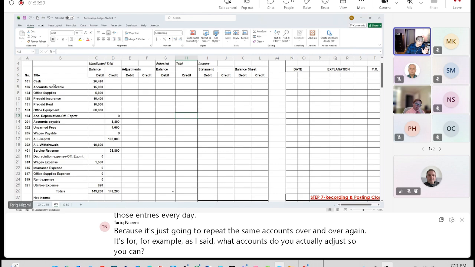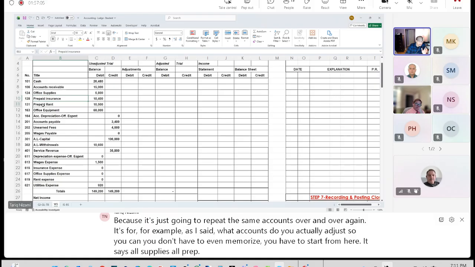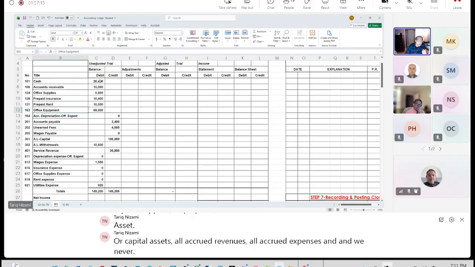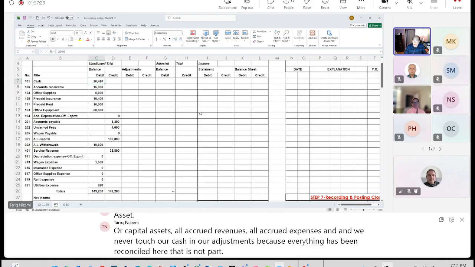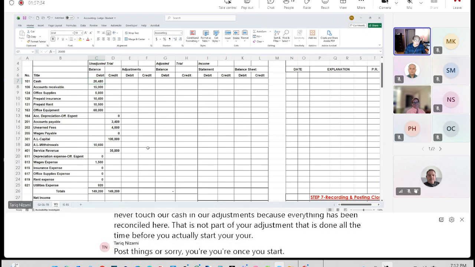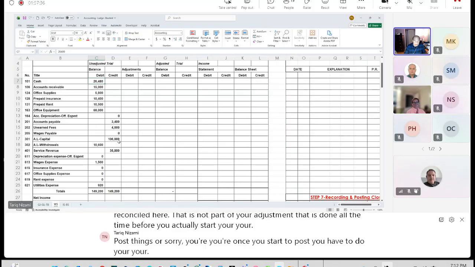So what accounts do you actually adjust? You don't have to even memorize. You have to start from here. It says all supplies, all prepaids, all of our fixed assets or capital assets, all accrued revenues, all accrued expenses. And we never touch our cash in our adjustments, because everything has been reconciled here. That is not part of your adjustment. That is done before you start your postings, or sorry, once you start to post, you have to do your bank reconciliation.